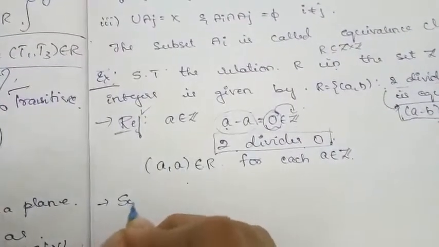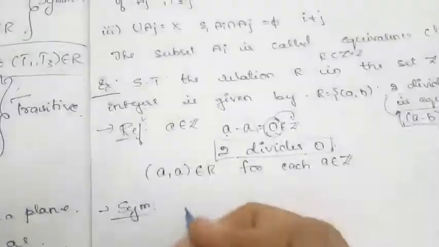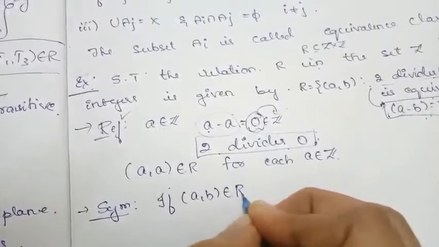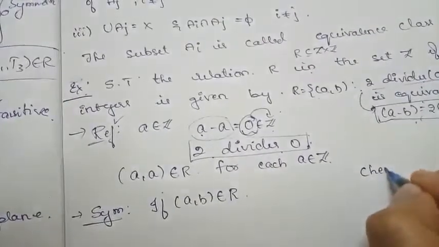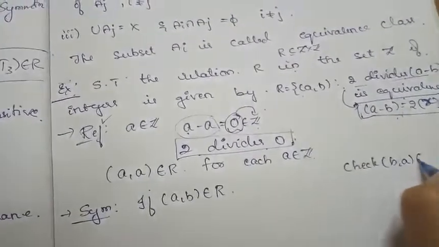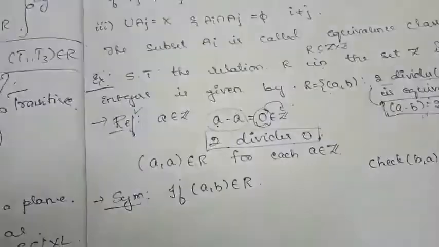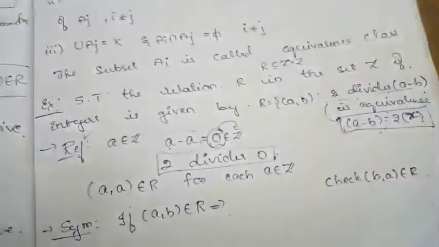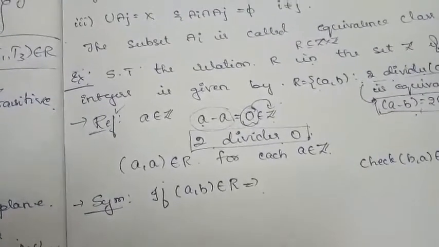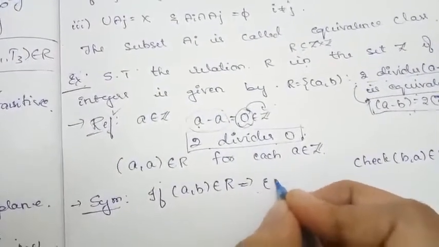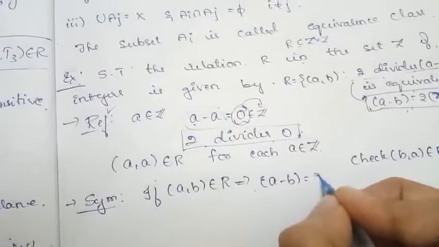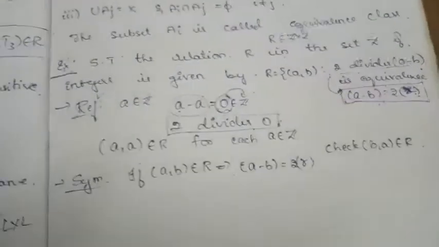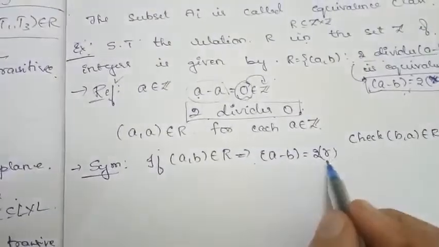Now let us check for symmetric. What does symmetric say? If (A, B) belongs to the relation R, we need to check whether (B, A) also belongs to R. If (A, B) belongs to R, what does that imply here? The relation says 2 divides A minus B. So if (A, B) belongs to R, then A minus B is equal to 2 times r, where r is any integer. So A minus B is equal to 2r.